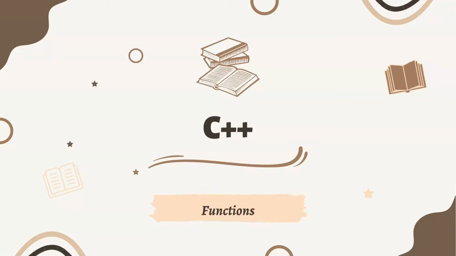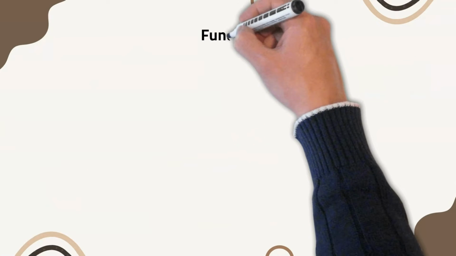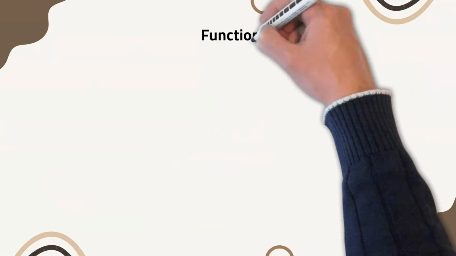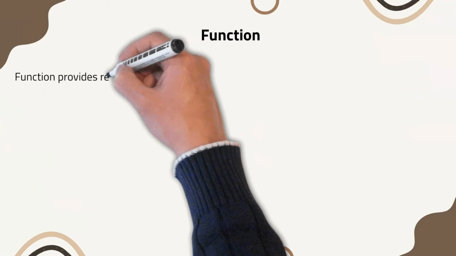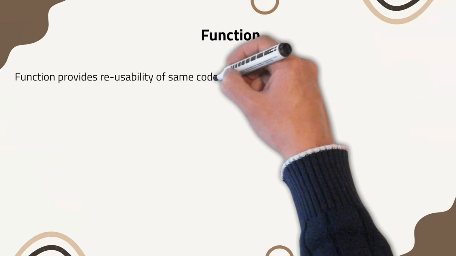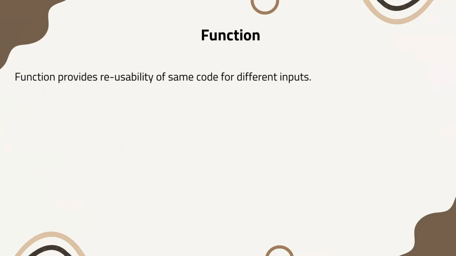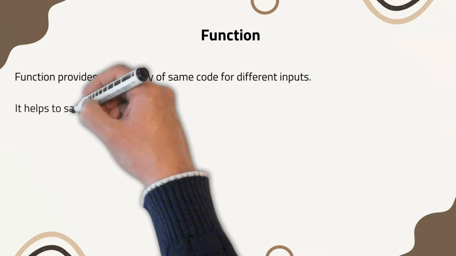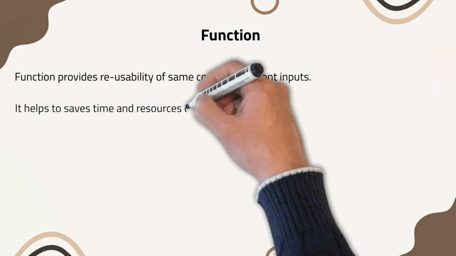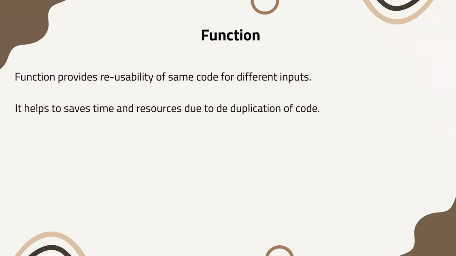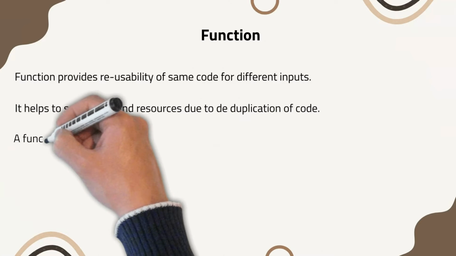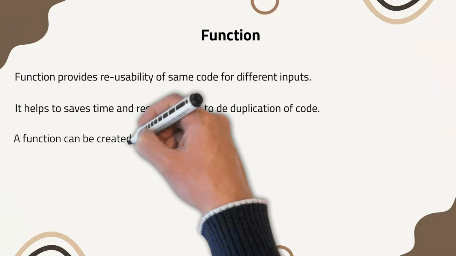In this video, we will discuss functions and their usage in C++ programming. Functions provide reusability of the code. The same code can be reused for different sets of inputs. As writing duplicate code is avoided, it helps to save time as well as resources. A function can be created with parameters or without any parameters.